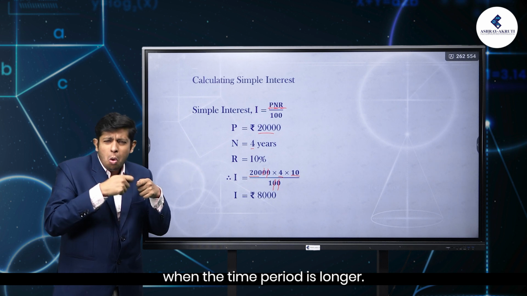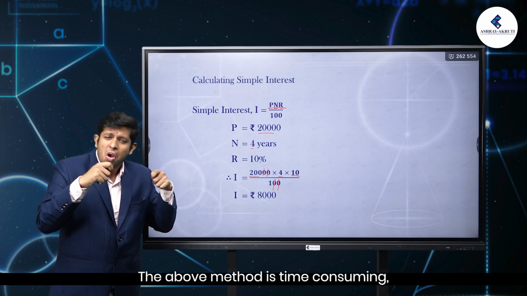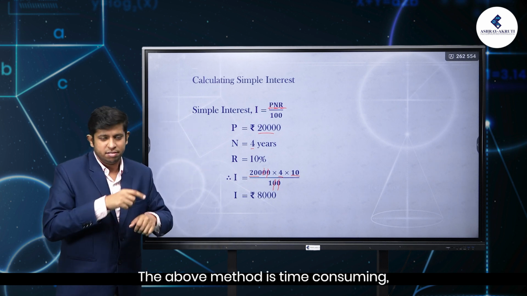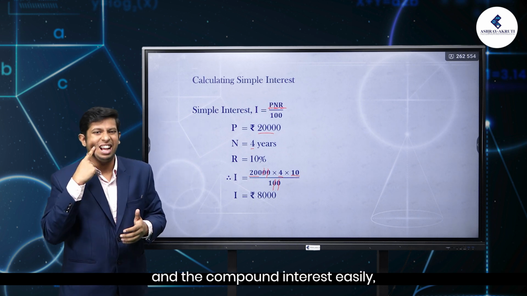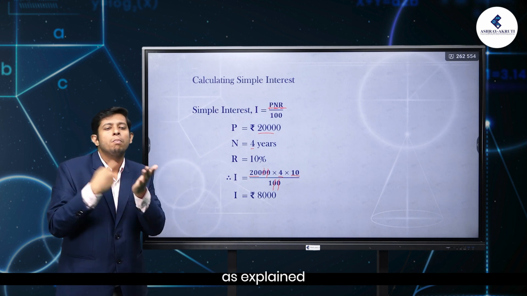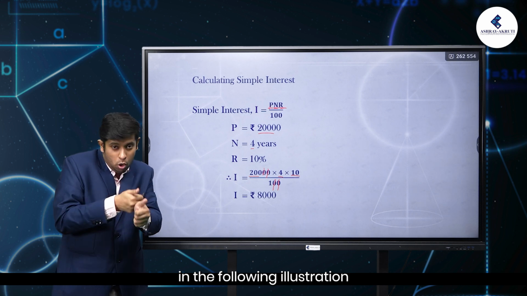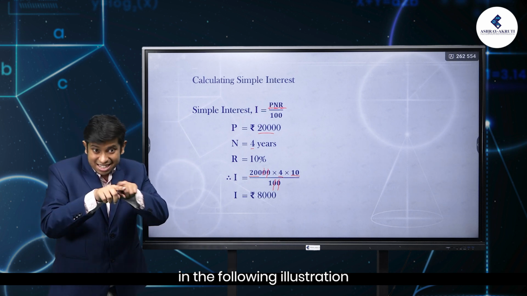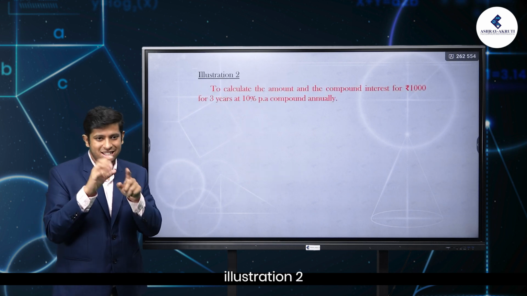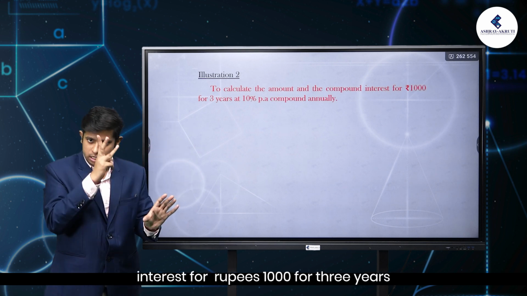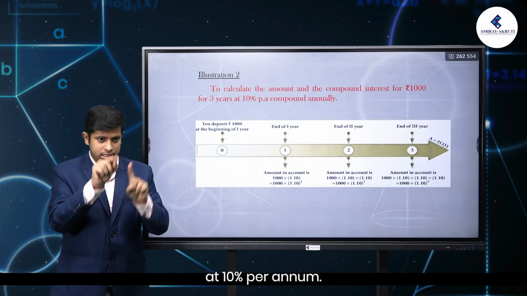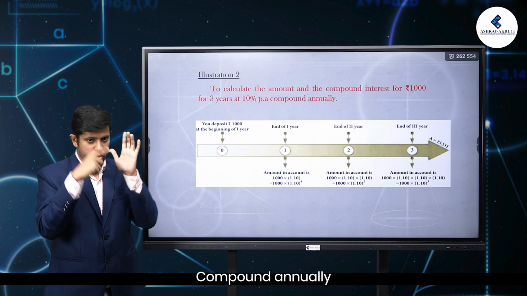When the time period is longer, the above method is time consuming. So, to save time and to find the amount and the compound interest easily, we have a formula as explained in the following illustration. Illustration 2. To calculate the amount and the compound interest for rupees 1000 for 3 years at 10% per annum, compounded annually.